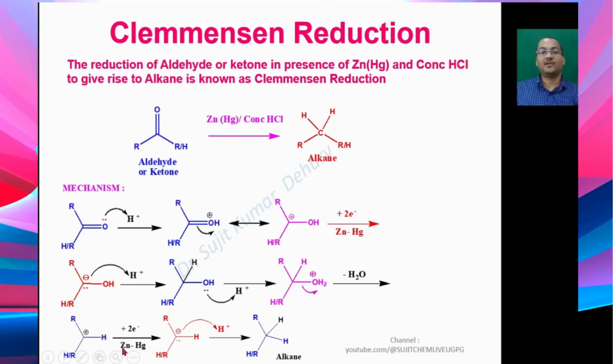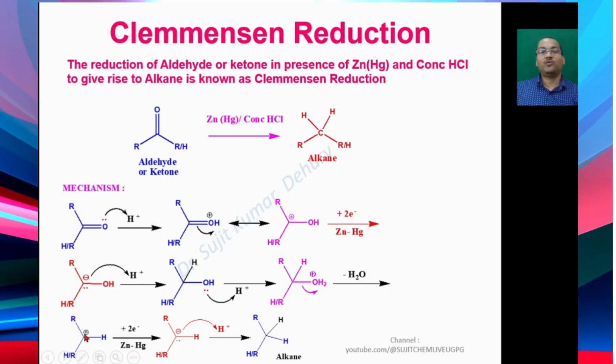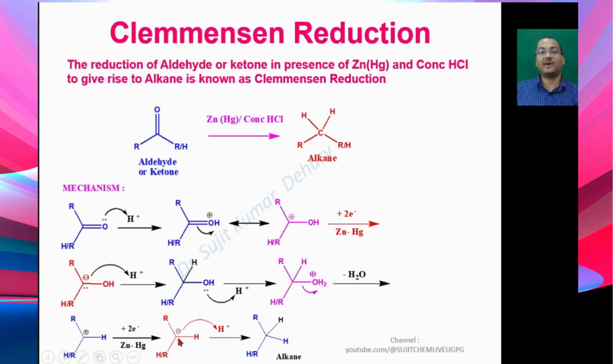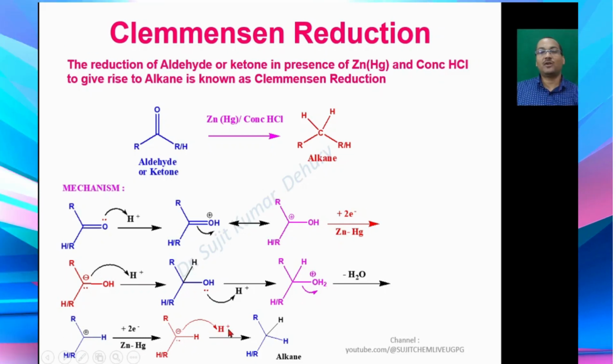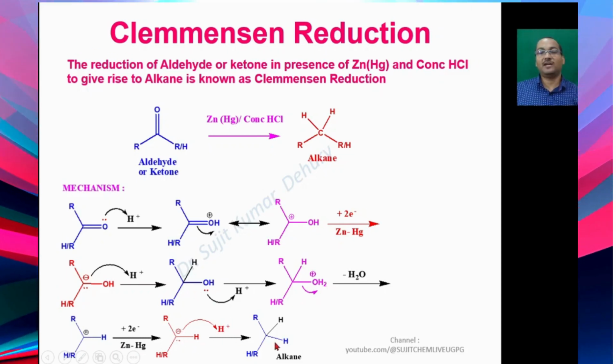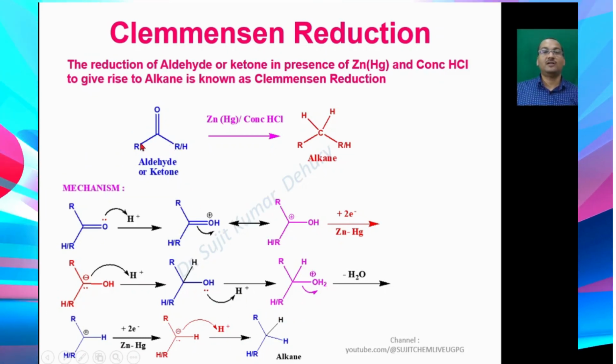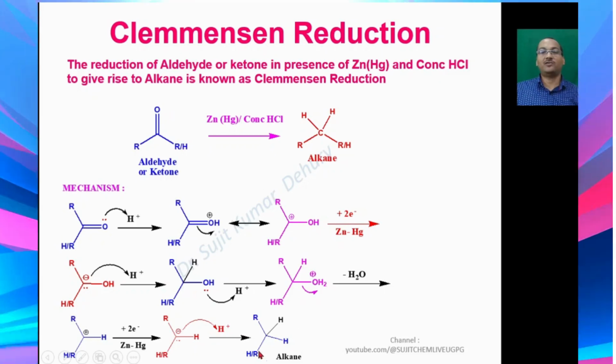Again the metal zinc can give 2 electrons to this carbocation, giving rise to a carbanion, and this carbanion again takes the proton from the reaction medium, giving rise to the alkane. This is the way the aldehyde or ketone is converted to an alkane.